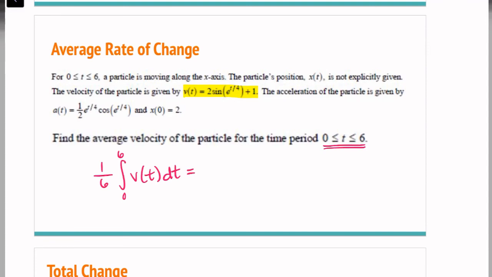And that, again, we can take right to our calculator. From 0 to 6 of 2 sine of e to the x over 4, close those parentheses, plus 1 dx. And you're going to come out with 1.081. They don't give us units here, so we're just going to give it that. Now, that's going to be telling us that the average velocity is basically positive, so that means that on average, it's going to be moving forward.